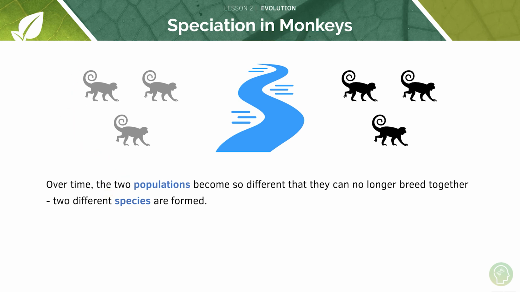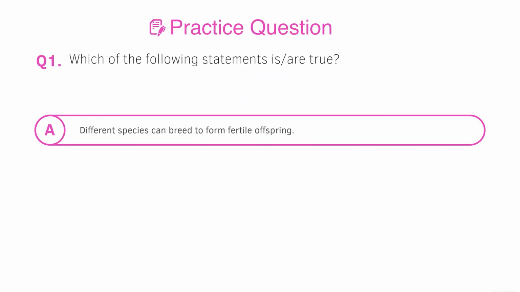of the fittest. And so these organisms, this population, are going to become better adapted at climbing trees, etc. But that characteristic cannot be passed to this side because of this reproductive barrier. So over time, the two populations become so different that they can no longer breed together, which means that two different species are formed, speciation.